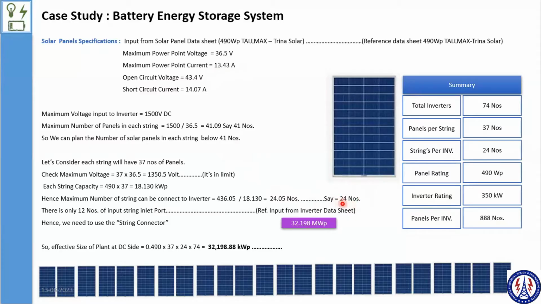Your inverter output is 350. We are connecting 350 kilowatt AC, yes. The DC side is 436. Right, 350. Now we do one calculation.